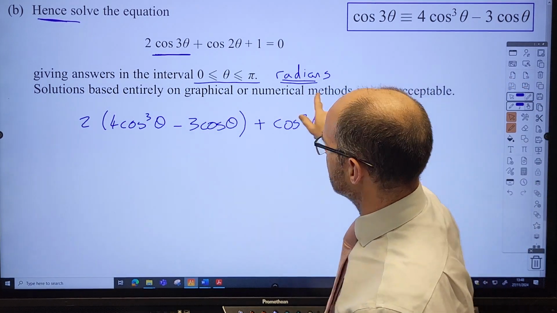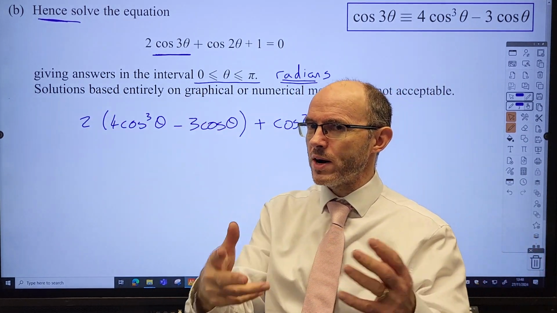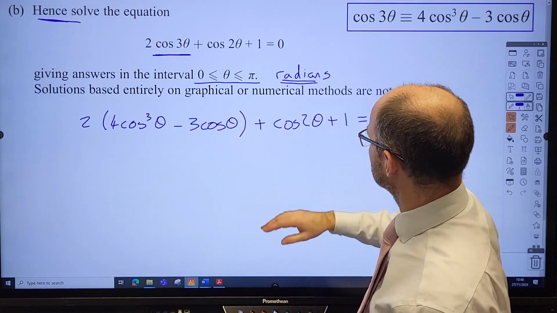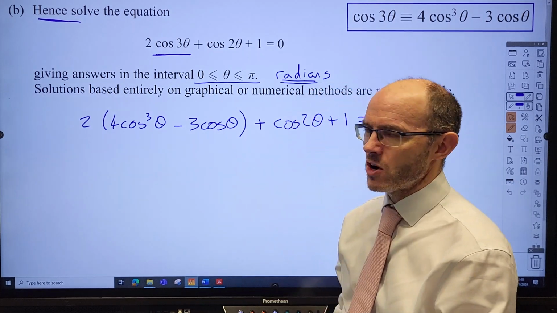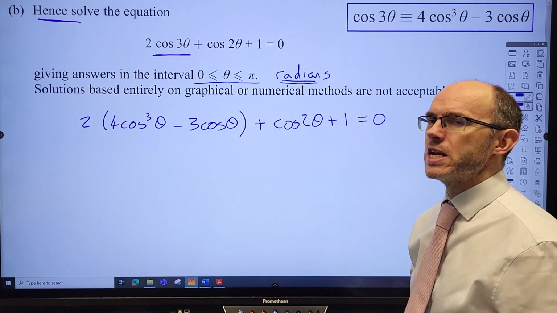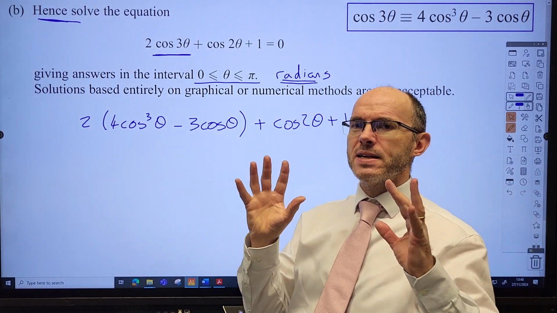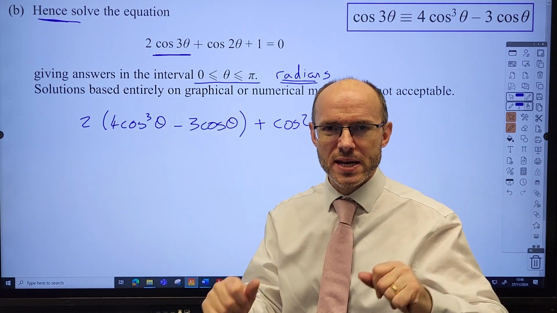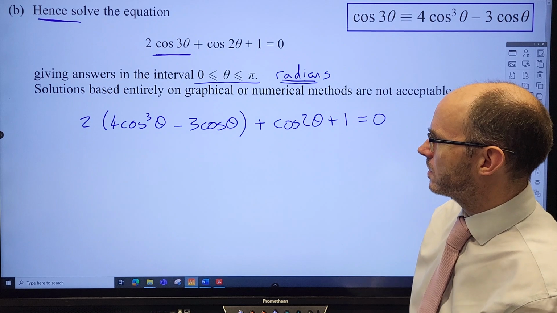I generally ignore that bit. I sometimes use a graph to demonstrate why it's happening, but when solving it, okay, numerical methods, trial and improvement, no, let's do this as mathematicians always intended from the beginning, okay?